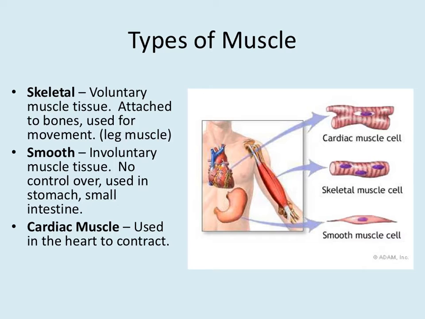Now, smooth muscle is what we call involuntary muscle. It's muscle that automatically starts contracting even though we don't have to think about it.